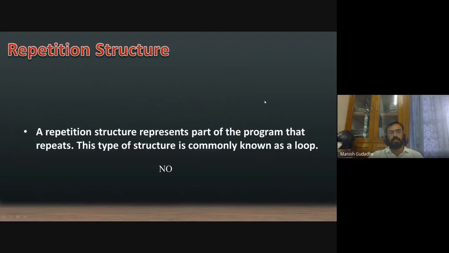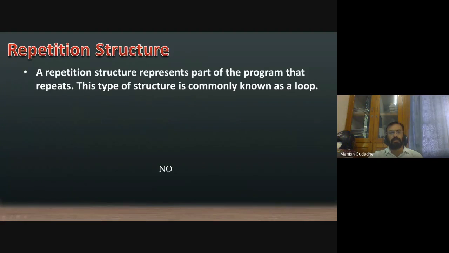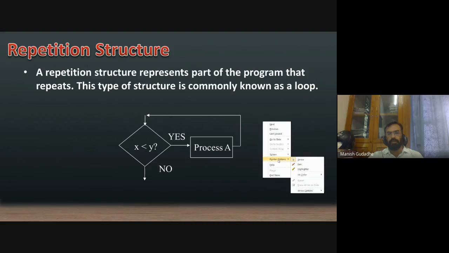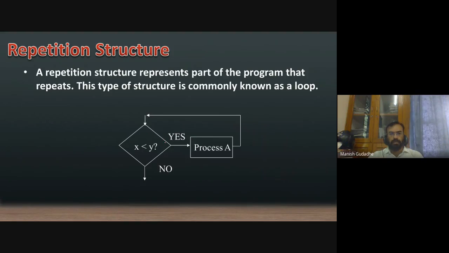Repetition structure. A repetition structure represents part of the program that repeats, meaning a while loop or for loop, where you are repeating a particular statement. This will be the way it happens. The value will be checked. If it is yes, the process will be executed. Again, the value will be checked. If the condition is still true, the same happens, until the condition is false. Once the condition is false, it moves to the next statement. Okay, this is a repetition structure.